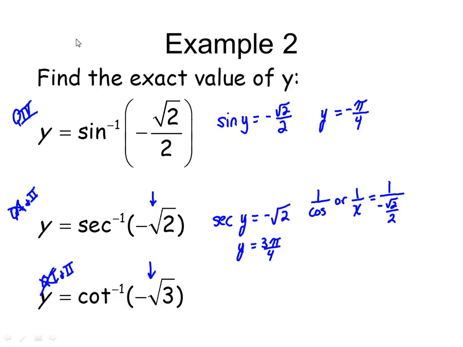Now, cotangent is going to be what? Tell me all the things that you know about cotangent. It's x over y, and that's probably going to be the one that we're going to use. What else do you know? Cosine over sine, 1 over tangent, which is kind of irrelevant here. Okay, so x over y.